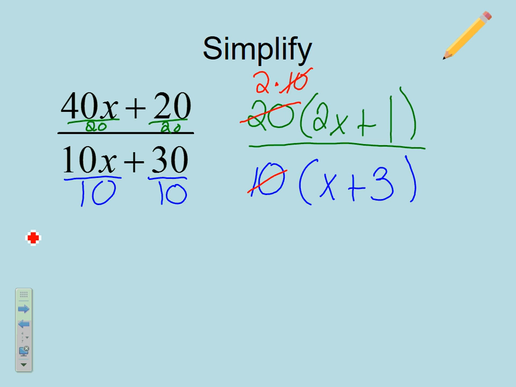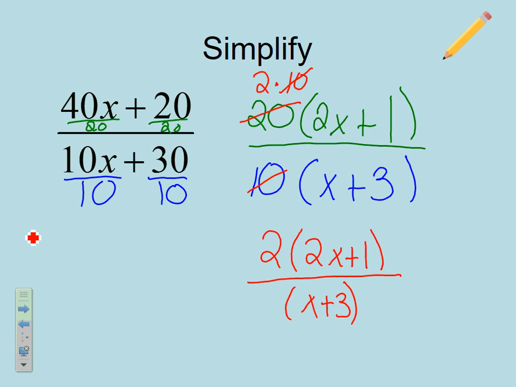So on the top, I'm left with 2 times the quantity 2x plus 1. On the bottom, I'm left with x plus 3. And we can't cancel anything else because it's not exactly the same. So this is going to be my final answer. All right, moving on to example number 2.